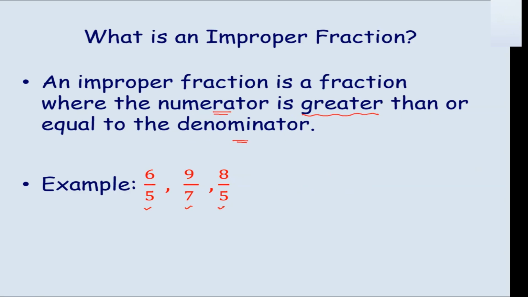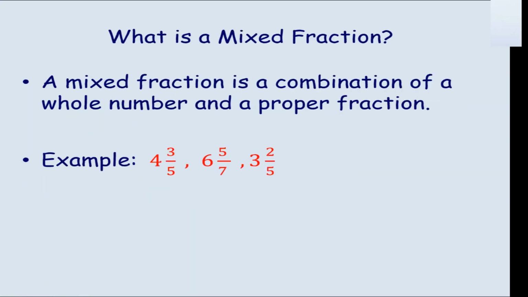Next, let's recall what mixed fractions are. Mixed fractions are a combination of a whole number and a proper fraction. For example, if we take 4 3 by 5, 4 is the whole number part and 3 by 5 is the proper fraction. Hence, 4 3 by 5 is a mixed fraction. 6 5 by 7 and 3 2 by 5 are also some more examples.